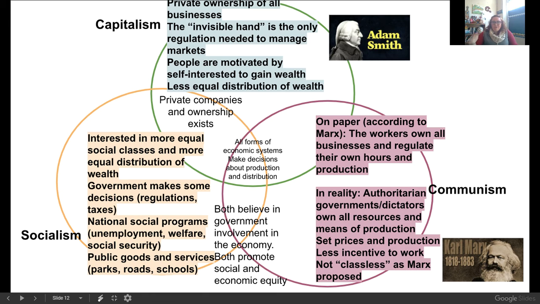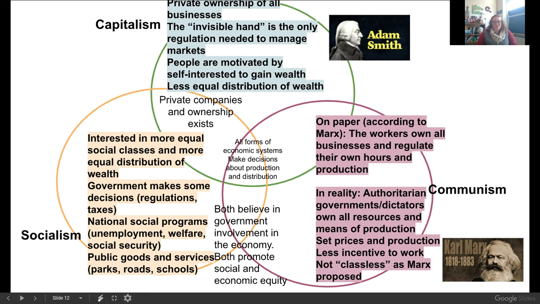Now, on paper, according to Karl Marx, communism, the workers own all the businesses and they are the ones that regulate their own hours and means of production. But in reality, you have governments, this authoritarian government, dictatorships that own all the resources and means of production. And they set prices and they typically set what is produced. And there's actually less incentive to work because it's a classless society. Everybody makes the same regardless if you work or not. So there's less benefit there, right?